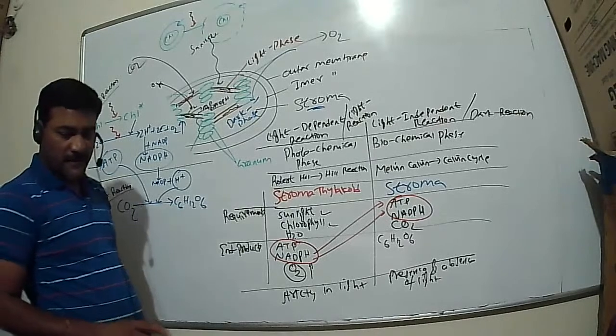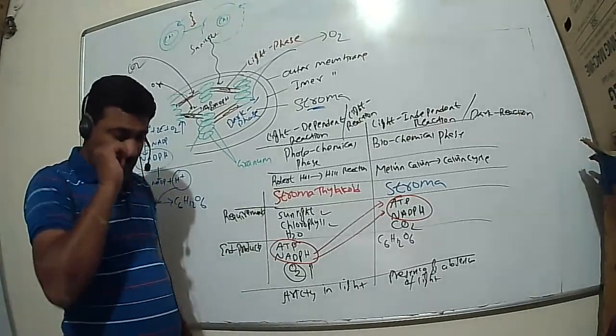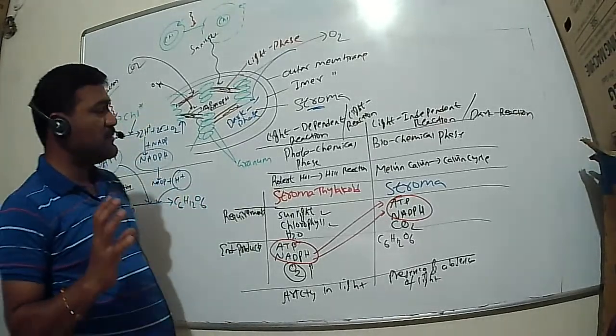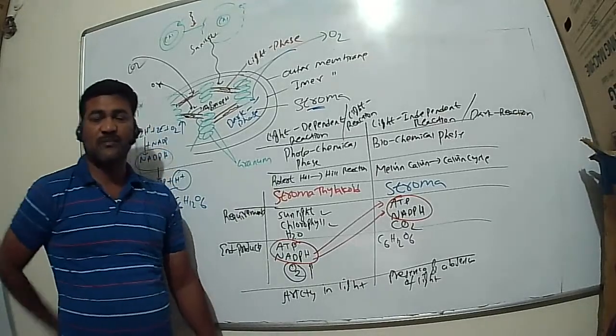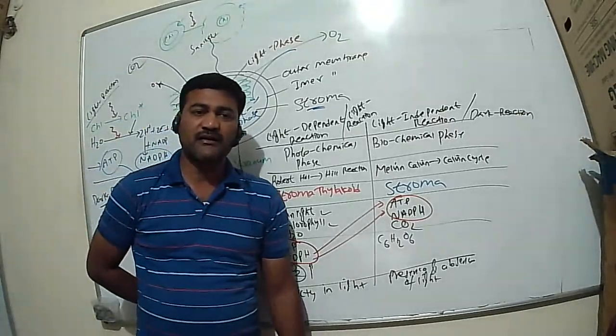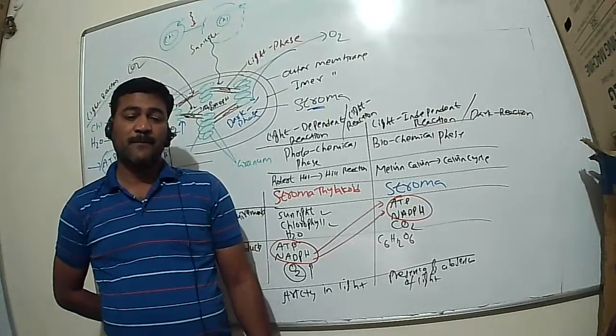So this is about photosynthesis. Now in this there is one important plant called Cuscuta plant. What is Cuscuta plant? Cuscuta plant is a parasitic plant.